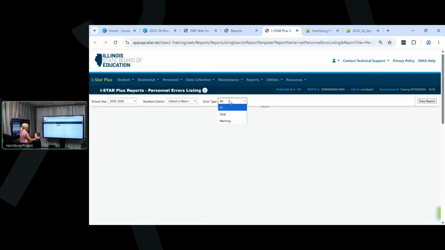You can change your error type, but I would just leave it at all because I think you would have mostly errors and not many warnings, but you want to see your warnings right off the bat. With student, I like to take those out at first and then put them back in later, but I would just go ahead and run all, and then you'll hit view report. So you'll be able to export it to CSV, run it as a PDF, all the same options.